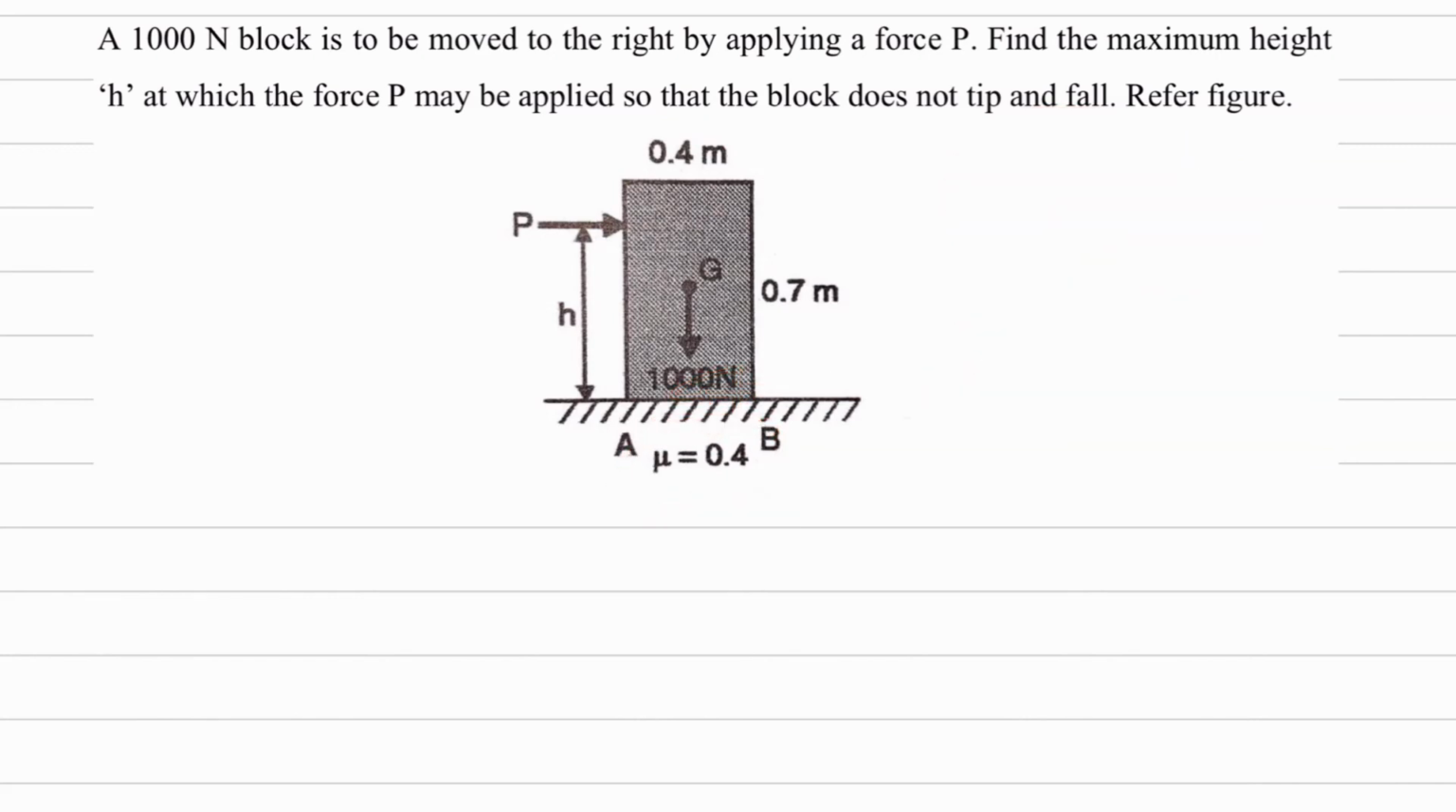Now in summation Fx equal to 0, we can calculate value of P, and then we have to take moment about point B, about which the block is tipping, equal to 0, so that it doesn't tip. So using that condition of equilibrium, we'll consider the moment of the effort P, considering the height, and the weight component as well, and take the distance. That moment will be equal to 0. So from there we will get the height.